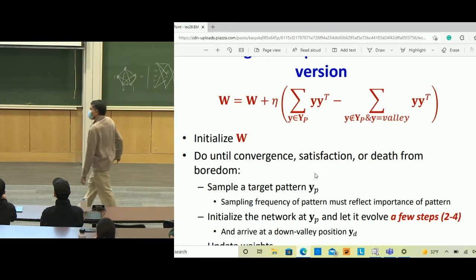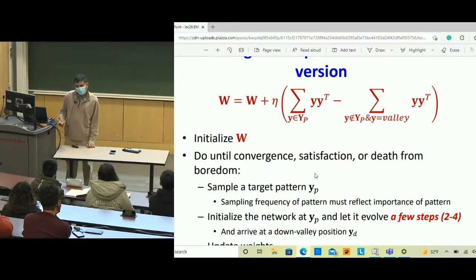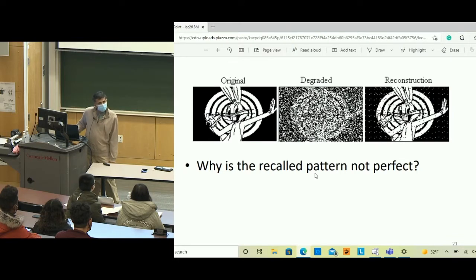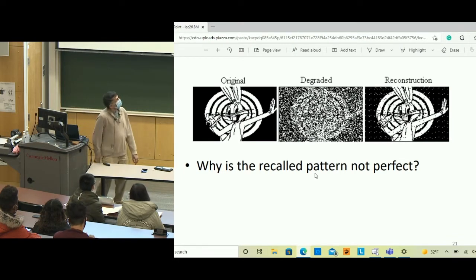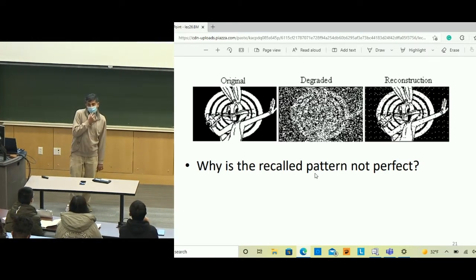Now, the math is simple. The concept is simple. There's nothing magical about any of it, right? So there was a problem here. If you look at the figure to the right, it's not a clear recollection of Bugs Bunny. It's got noise. Why do we have the noise?